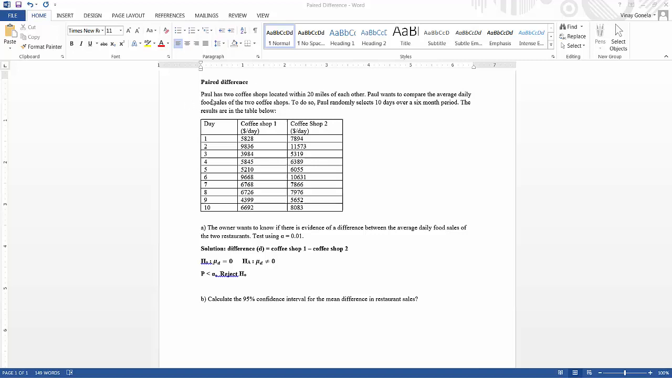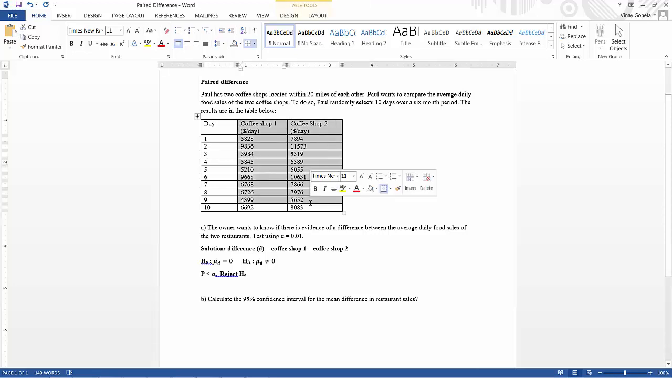So here is our problem. Paul has two coffee shops located within 20 miles of each other. Paul wants to compare the average daily food sales of the two coffee shops. To do so, Paul randomly selects 10 days over a 6-month period. The results are in the table below. So we have our data set in this table.